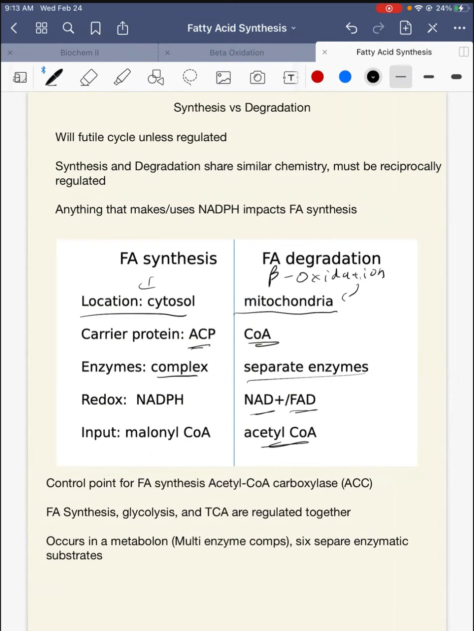It's called the metabolome. It's a multi-enzyme complex, and it pretty much takes acetyl-CoA and malonyl-CoA and turns it into one big fatty acid. So it's one big enzyme that does that, so that's why it has the complex here.